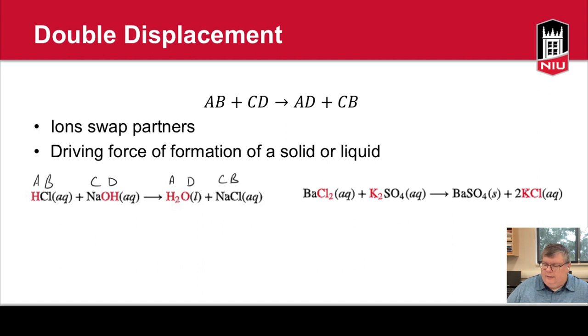Or we can form a solid, barium sulfate, when we react barium chloride aqueous with potassium sulfate aqueous to form potassium chloride and barium sulfate. Now, the thing to remember here is we need to get our formulas right for our products, not just smashing them together. So, for example, it's not K2Cl2, it's KCl, because K plus forms a plus 1 ion, chloride forms a minus 1 ion.